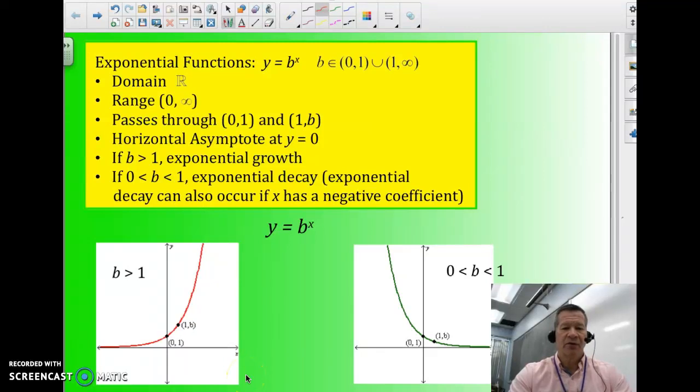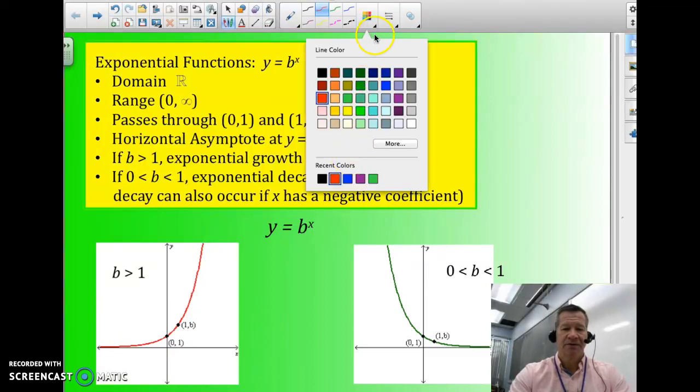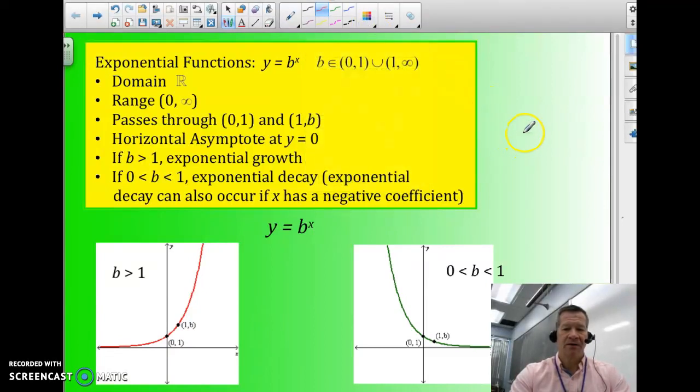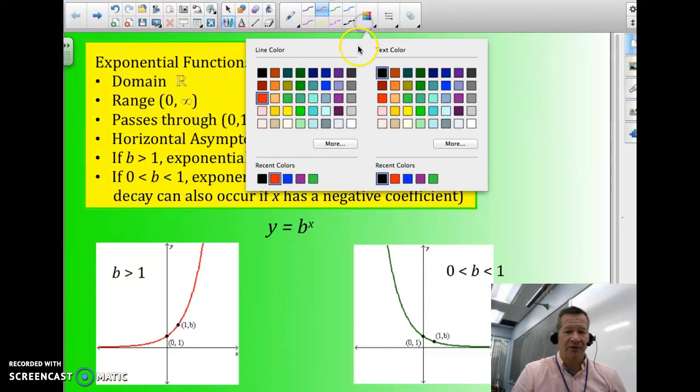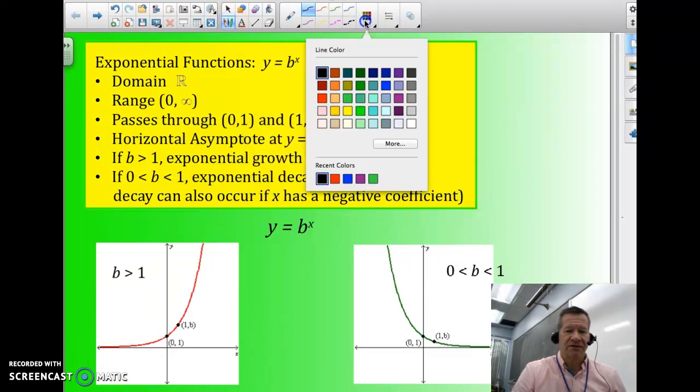Okay, section 5.3, we are going to learn to graph exponential functions using transformations. So we're going to start out by just going through some basic things about the graph. First of all, an exponential function will always look as if it's in the form of y equals b to the x power.